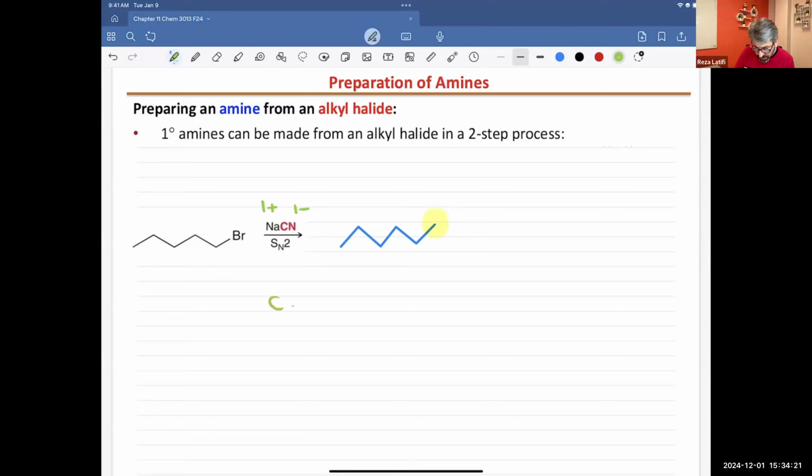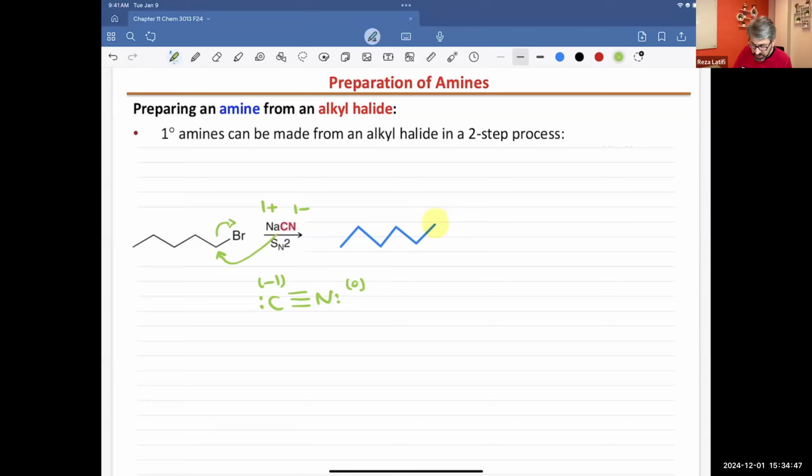Cyanide is a carbon attached to nitrogen through a triple bond. Nitrogen has a lone pair, and carbon also has a lone pair. Nitrogen has a formal charge of 0, while carbon is -1. So carbon is going to be the one that attacks the carbon with the halide group, the alpha carbon, and the halide will leave the system.